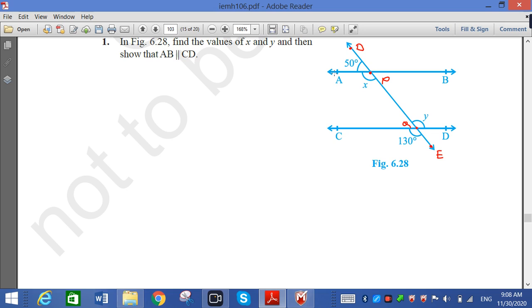Now if you see properly, angle APQ is equal to angle CQE. When is this possible? If the lines are parallel. If these angles are equal, then we can say AB is parallel to CD, because it is a corresponding angles pair. So we have to find out APQ. CQE is already given, 130.